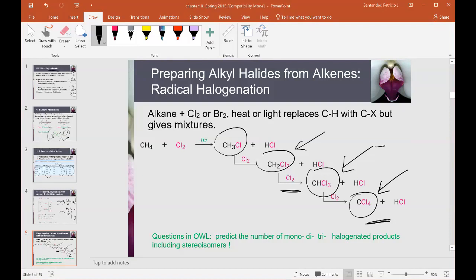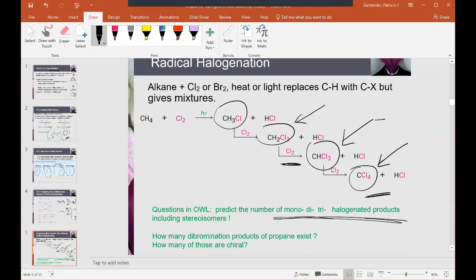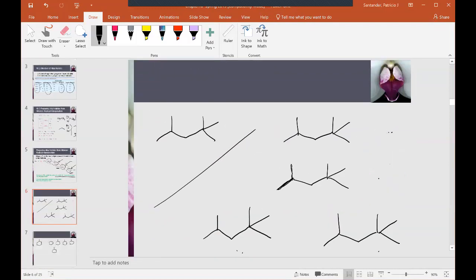So then here you will see that we will have in OW some questions about how many different halogenation products you can expect for a given substrate. So let's practice this here. Let's say that I have this compound. What is the name of this compound? It will be 1, 2, 3, 4, 5. And so this is a pentane. So it will be 2,2,4-trimethylpentane.